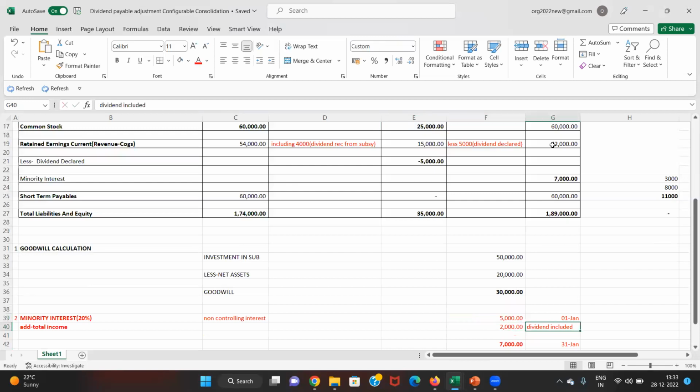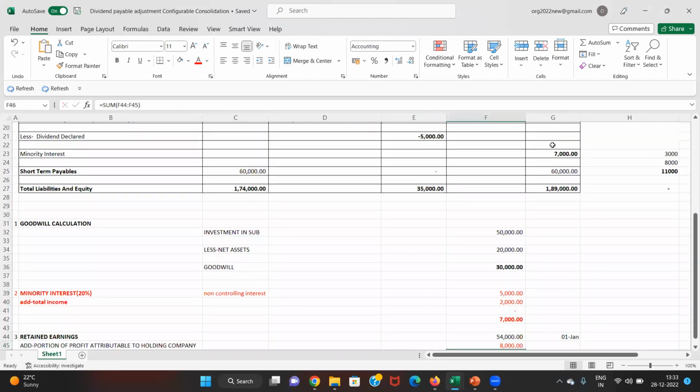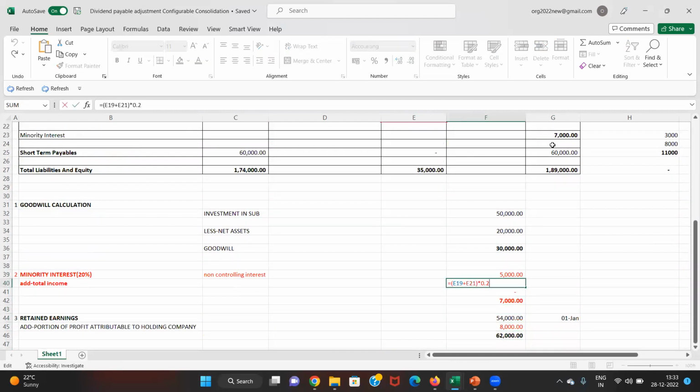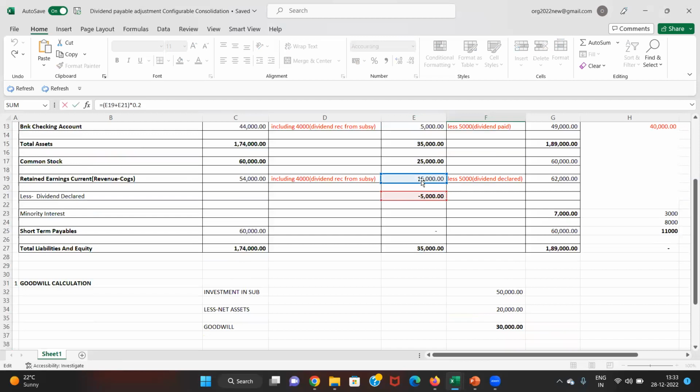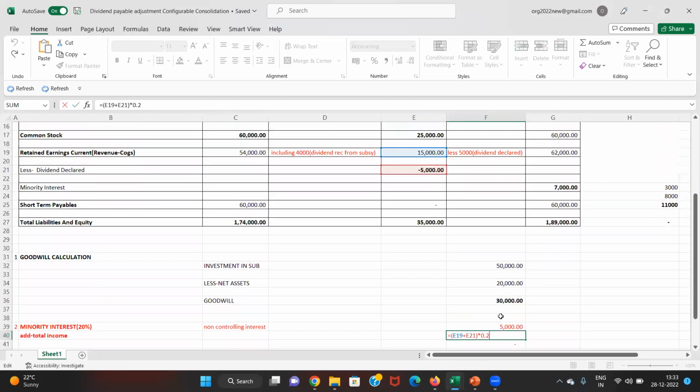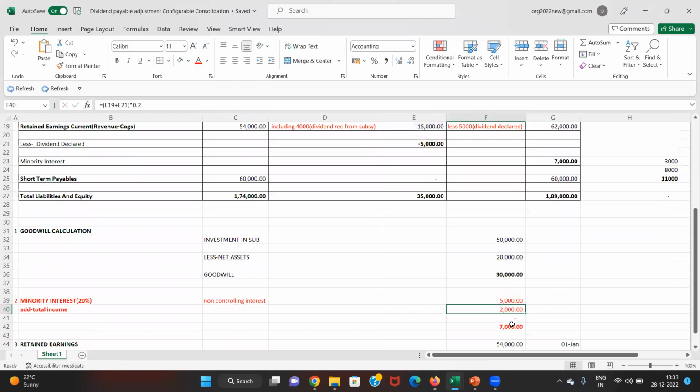Then we have the profits earned by the subsidiary. So that would be included. So the profits that are earned would be 10,000, 15,000 minus 5,000. 10,000 is the profit which is earned by the subsidiary, and 20% is the share of NCI. So ideally, the minority interest should be 7,000.